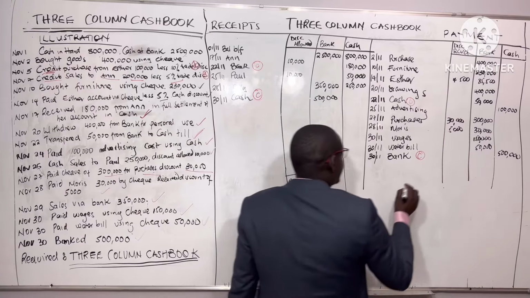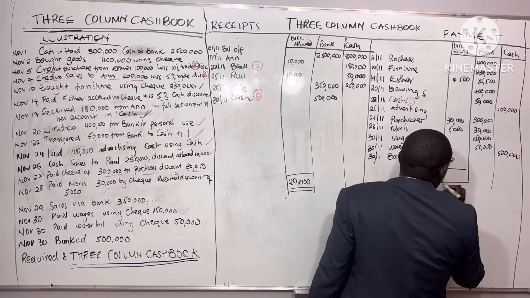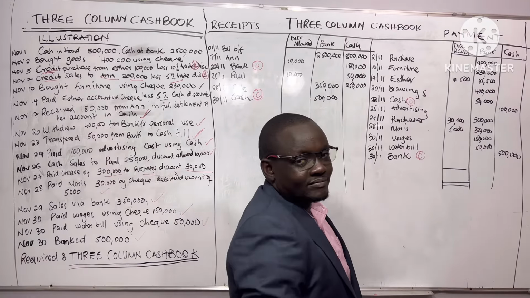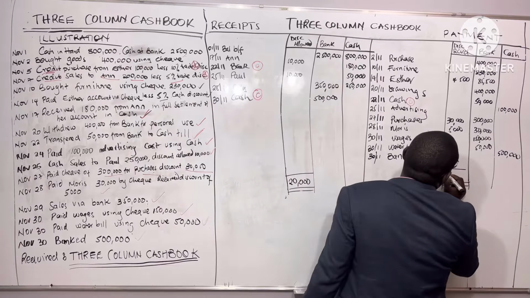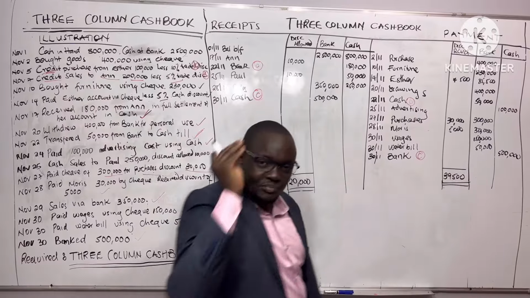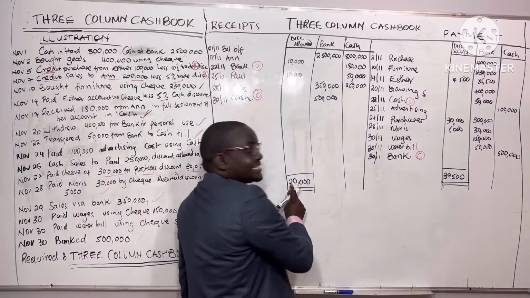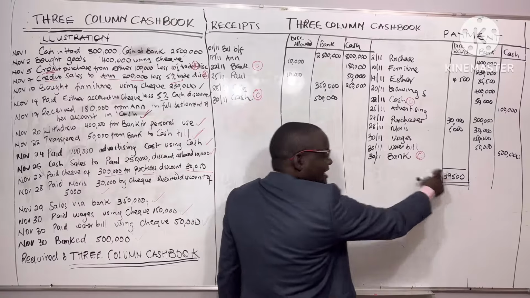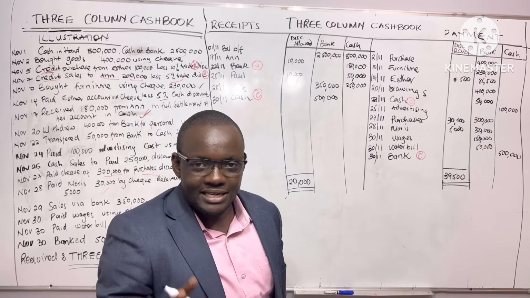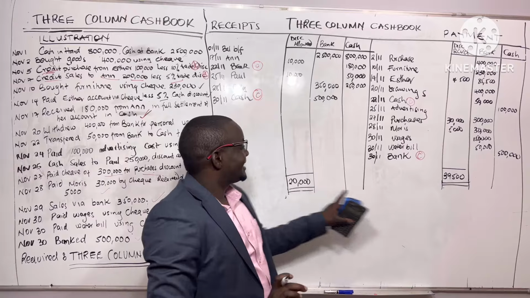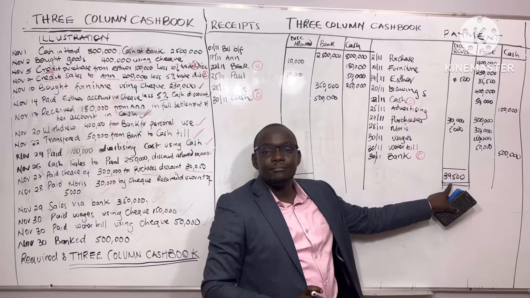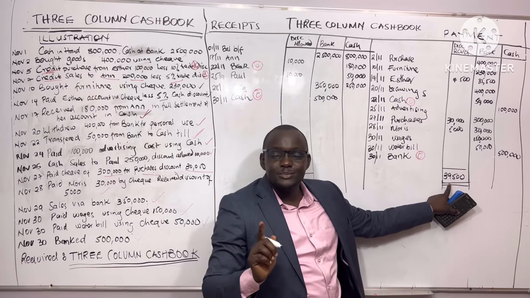Then I come to this side. The total of this side, just the total, 39,500. I will repeat, discount allowed and discount received should not be balanced against each other. They are not the same items. Discount allowed is an expense. Discount received is an income. We can't mix incomes and expenses.